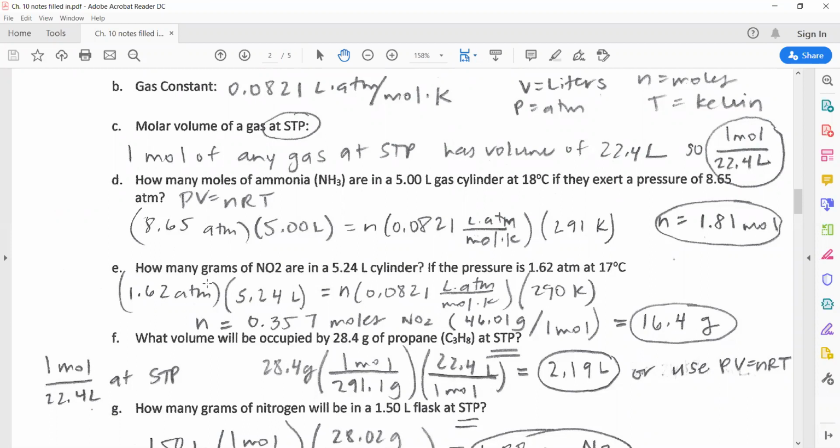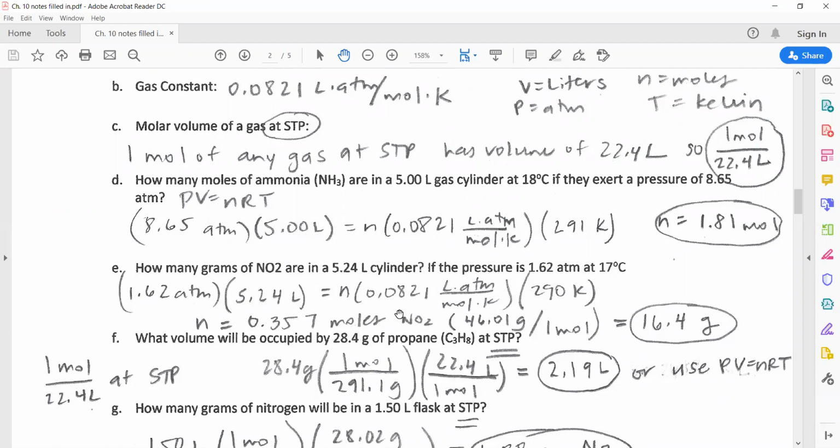So here, let's start plugging in. We know the P, it's already in atmospheres. We know the volume, it's already in liters, that's perfect. I'm going to look for moles. Here's my R constant. And then here's my temperature. I've taken 17 and added 273 to get Kelvin. Our first step is to solve for moles, so I get 0.357 moles.